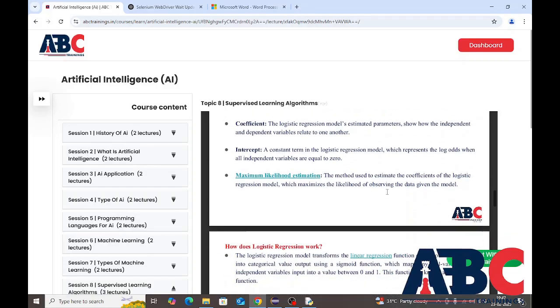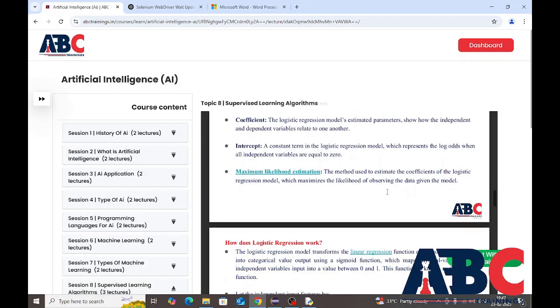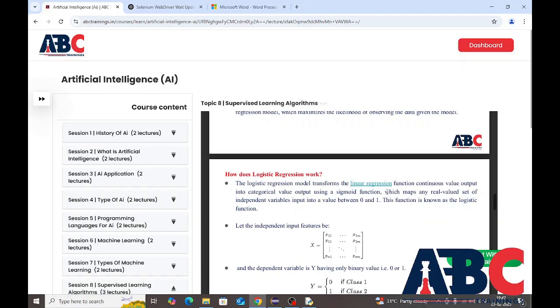Intercept. A constant term in the logistic regression model which represents the log odds when all independent variables are equal to 0. Maximum likelihood estimation. This is the method used to estimate the coefficients of the logistic regression model, which maximizes the likelihood of observing the data given the model.